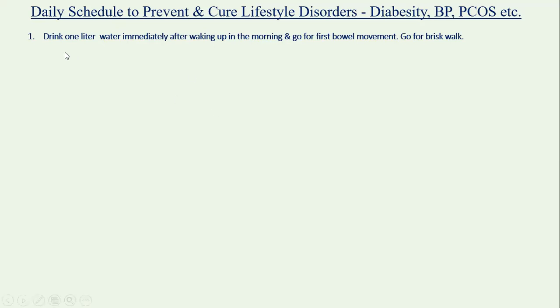Like what? Drink 1 liter of water immediately after waking up in the morning and go for the first bowel movement. Very important. People who don't have the habit of drinking water in the morning, who are having coffee or tea, should start slowly. If you're not able to drink 1 liter, drink half a liter.